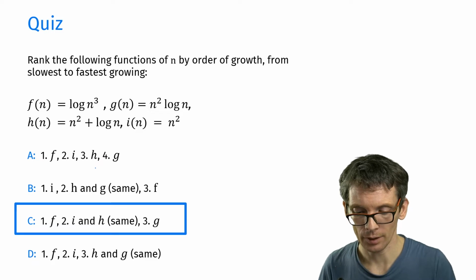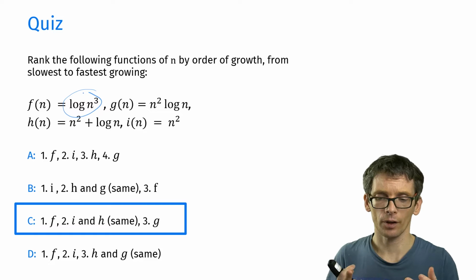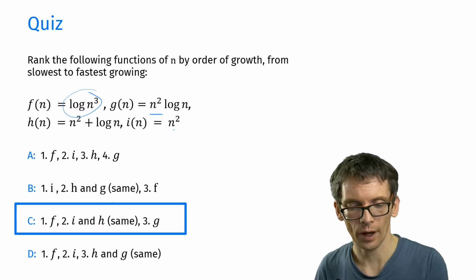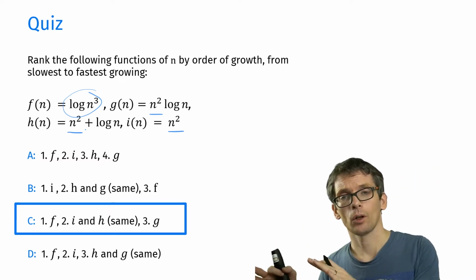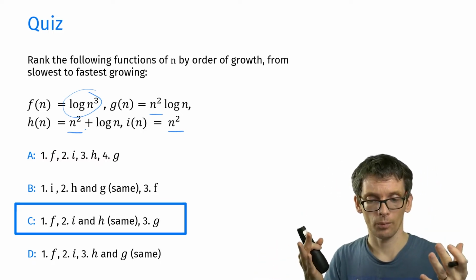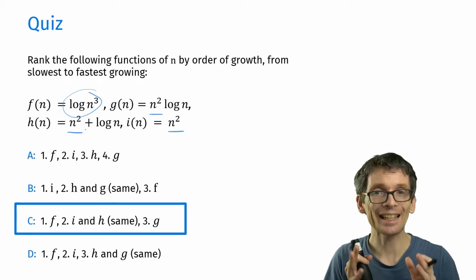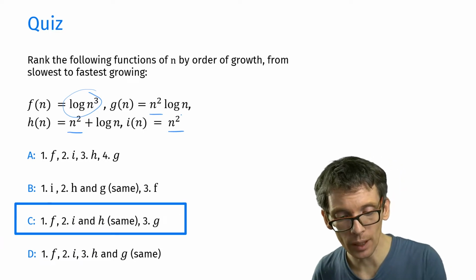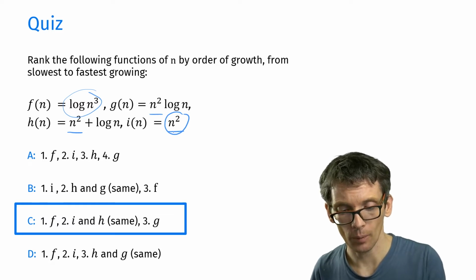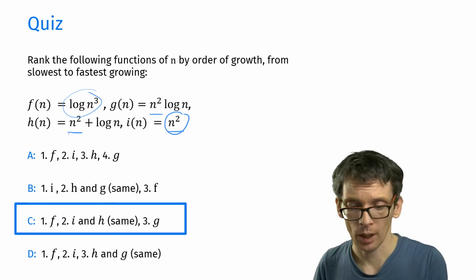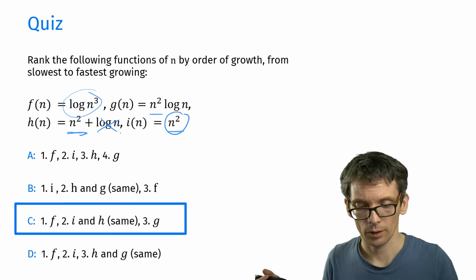So why is that the case? F is a logarithmic function. All of the other functions have polynomial terms. We said logarithms grow slower than polynomial functions, so F comes first. I and H actually have the same growth rate, namely n squared. For the growth rate, we look at the dominant term. And the dominant term here obviously is n squared. Here also it is n squared, because logarithms grow slower than polynomial functions.